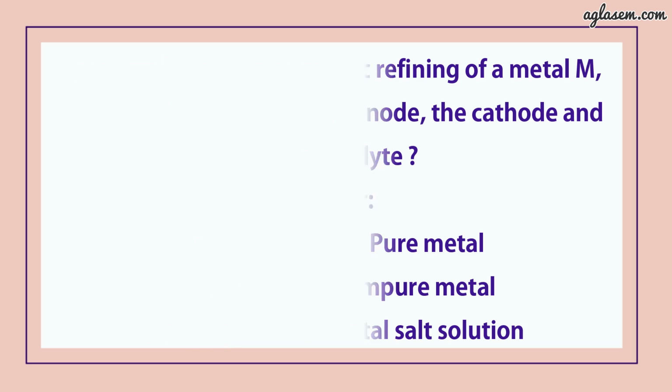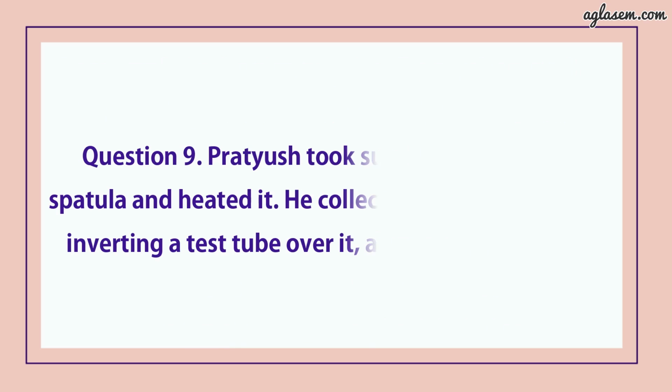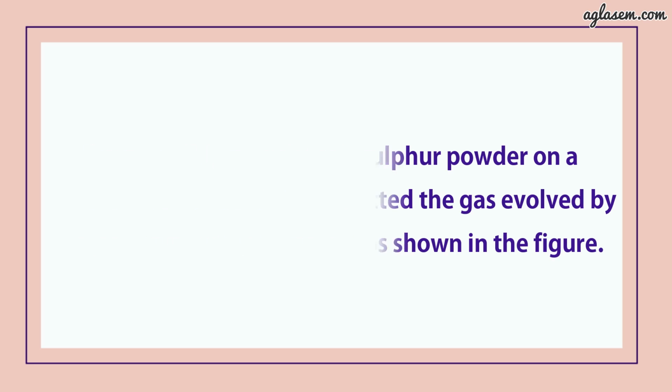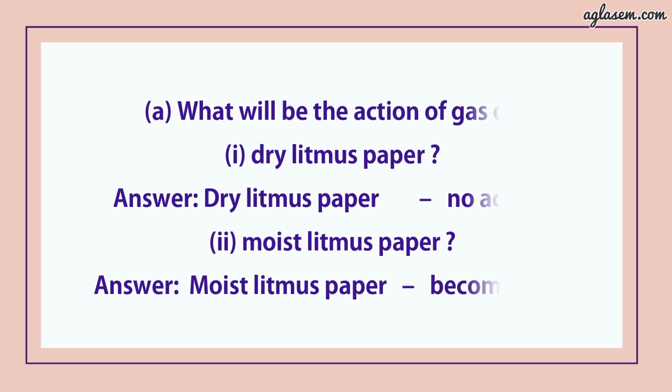Further, question number 9 says, Pratyush took sulfur powder on a spatula and heated it. He collected the gas evolved by inverting a test tube over it, as shown in the figure. So guys, you can see the figure in your book. A. What will be the reaction of the gas on first, dry litmus paper? The answer is no reaction. Second, moist litmus paper. The answer is it becomes red.